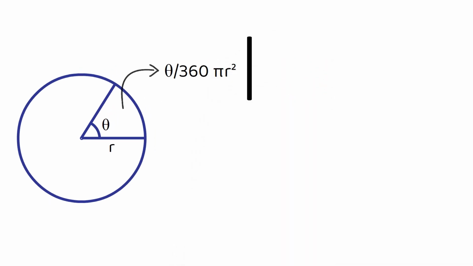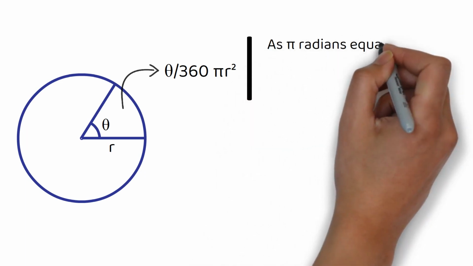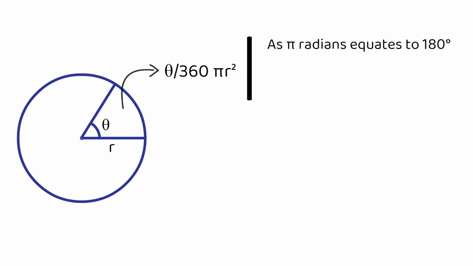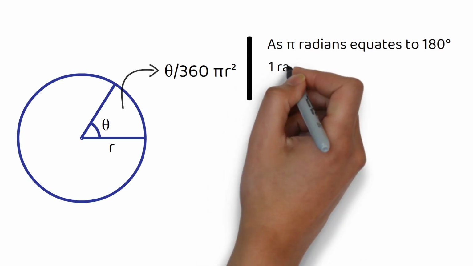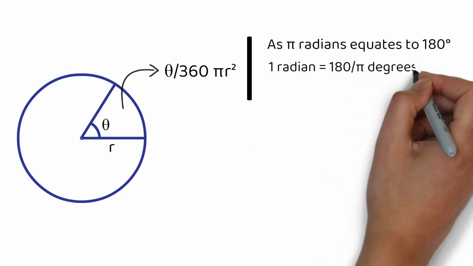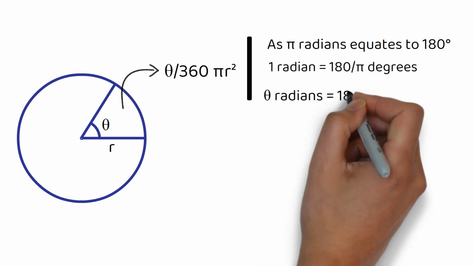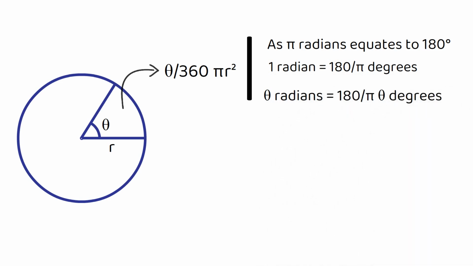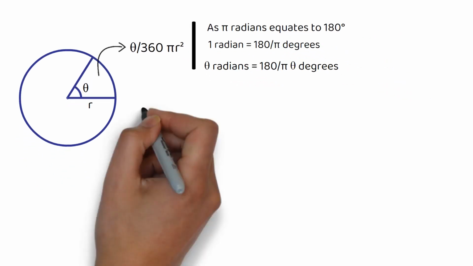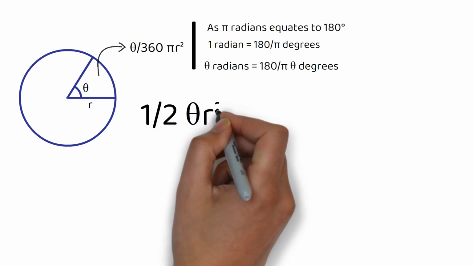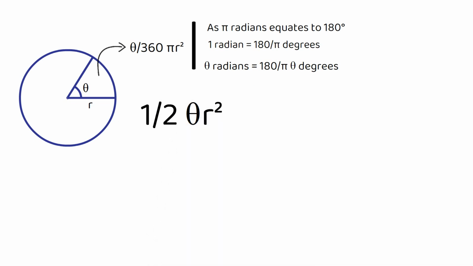Suppose that theta is measured in terms of radians instead of degrees. As pi radians equals 180 degrees, we can say that 1 radian equals 180 divided by pi degrees. Thus, if an angle is theta radians, it will then be 180 divided by pi times theta degrees. Putting this into the sector area formula, we can use a little algebraic manipulation to get the formula that the area of a sector is 1/2 of theta times r squared.